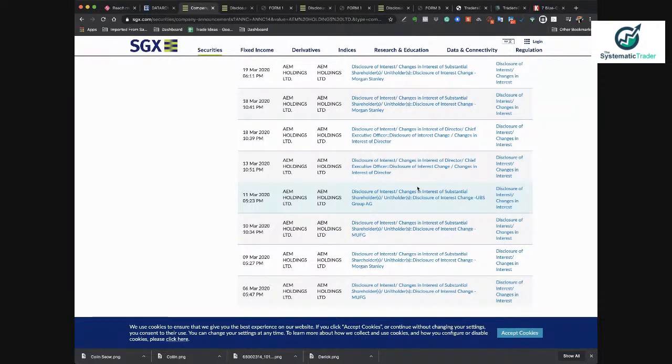The number of shares they bought, okay? The bigger the amount, of course, the more significant it is. The second one is also to look at their salary, okay? The salary, why? Because big or small amount really depends on what their salary is.